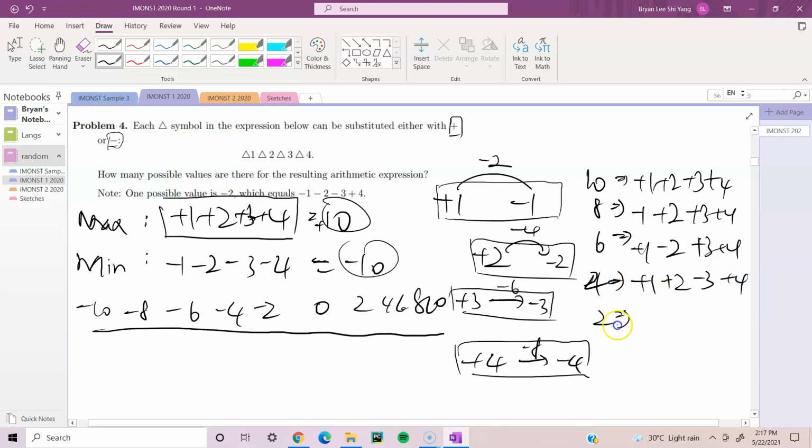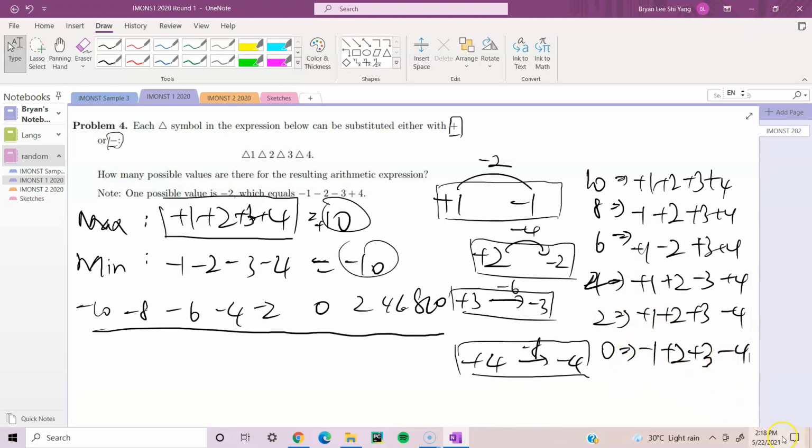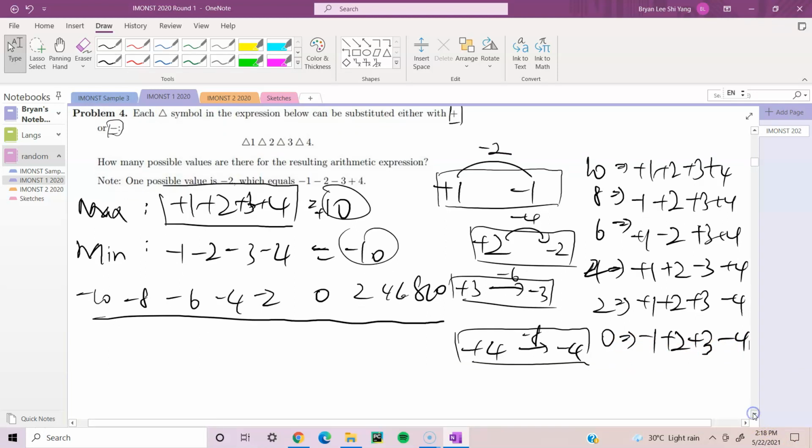Then for 2, you know the drill, plus 3 minus 4. Then for 0, since it's minus 10, we just either turn 1 and 4, or 2 and 3 into negative. So I would take 1 and 4. So negative 1 plus 2 plus 3 minus 4. And then let's go down again.